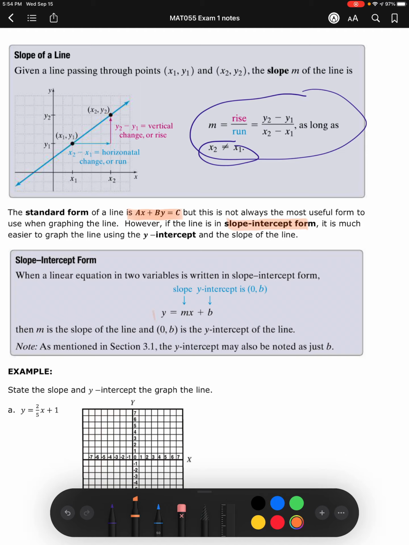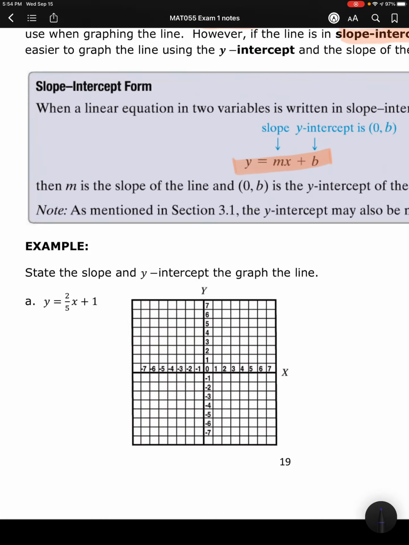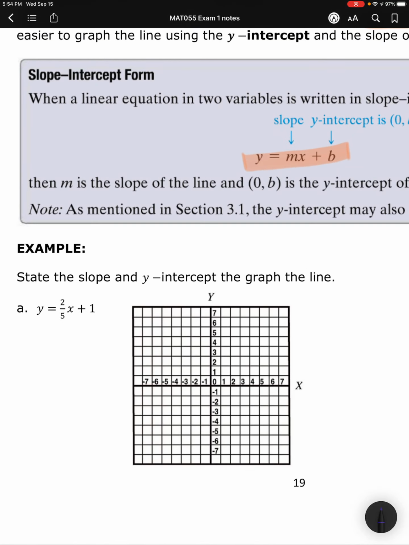And then my favorite is the slope-intercept form, because it gives you the slope and the intercept, and from those you can just go ahead and graph it. So let me show you how to do that. It's much easier than using a table. So any line that's written in the slope-intercept form is super easy to graph.